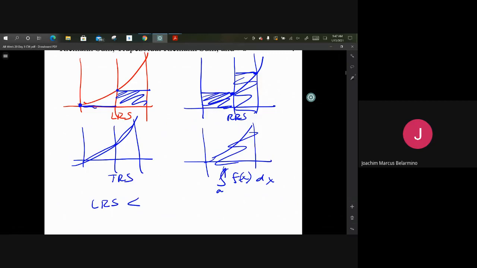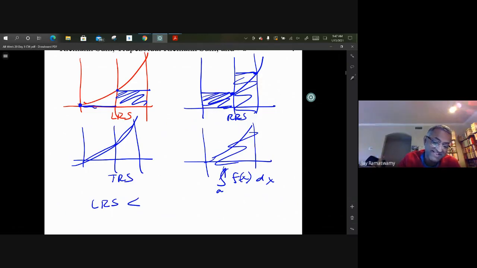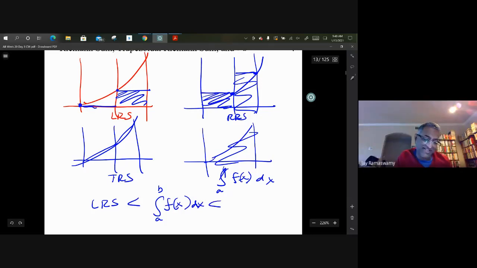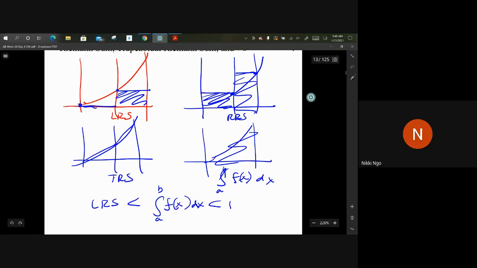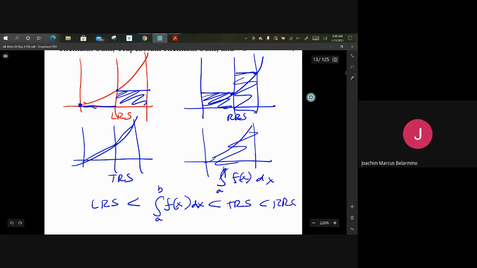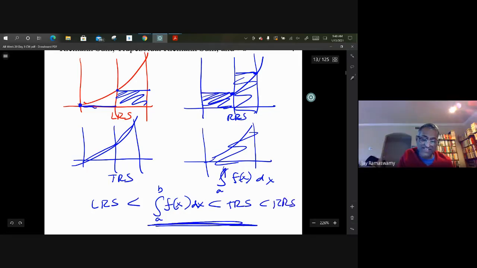Trapezoidal, the base, the actual area. Isn't a trapezoid actually the overestimate? The actual area should come between, guys. The actual area always comes between the underestimate and overestimate. Is that clear? So the actual area should come in next, then trapezoidal, then RRS. Which is a slight overestimate, and which is a serious overestimate? RRS.